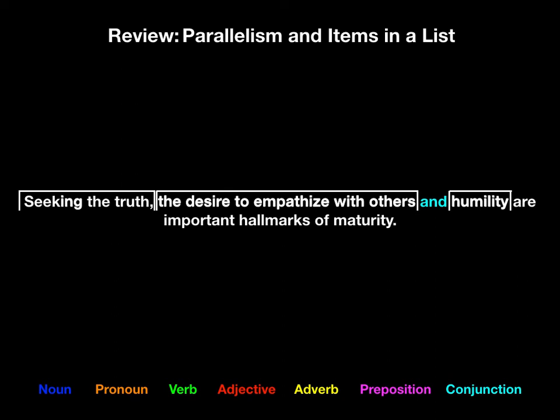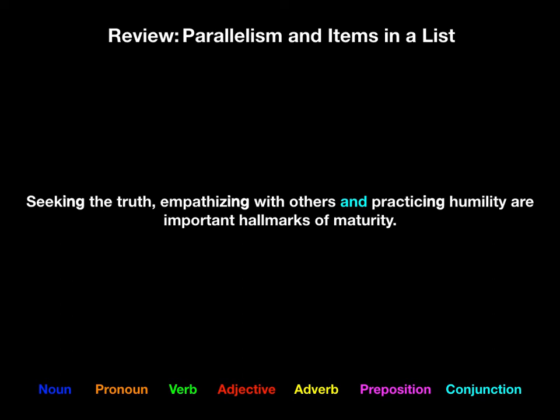These elements, however, appear to have an error with parallelism. The first element ends in ing and is therefore a phrase. The second element possesses a noun and a modifier, and the last element, humility, is a single word. As these coordinated items are not parallel, we need to adjust this sentence. Seeking the truth, empathizing with others, and practicing humility are important hallmarks of maturity. These revisions fix the error with the previous version. Each of these items begins with a word that ends in ing: seeking, empathizing, and practicing.